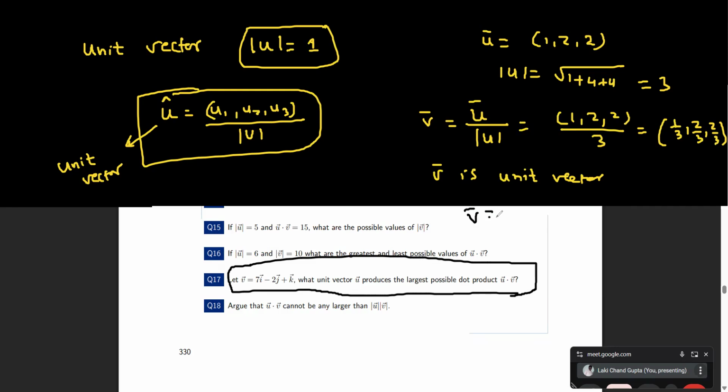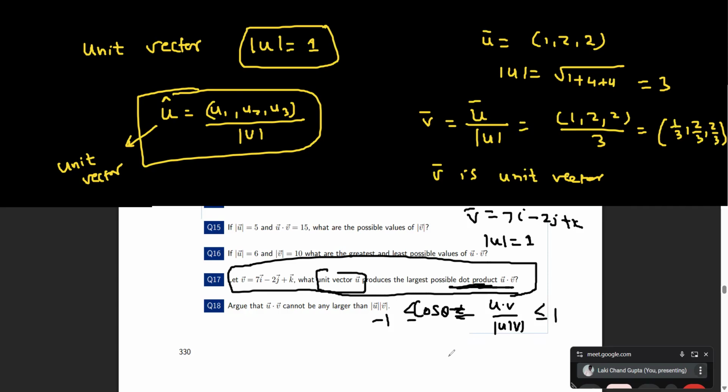Suppose a vector v is given and the second vector is a unit vector, meaning its modulus is 1. Then what is the largest possible value of u dot v? You know cos theta ranges from -1 to +1, right? Yes, that's right.